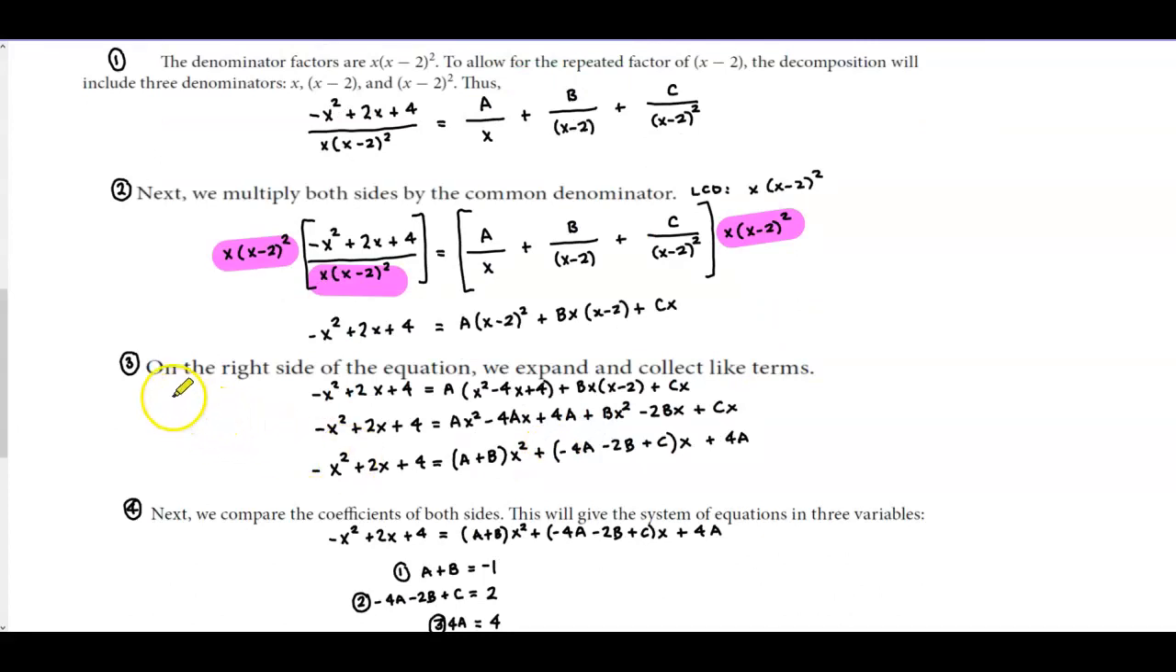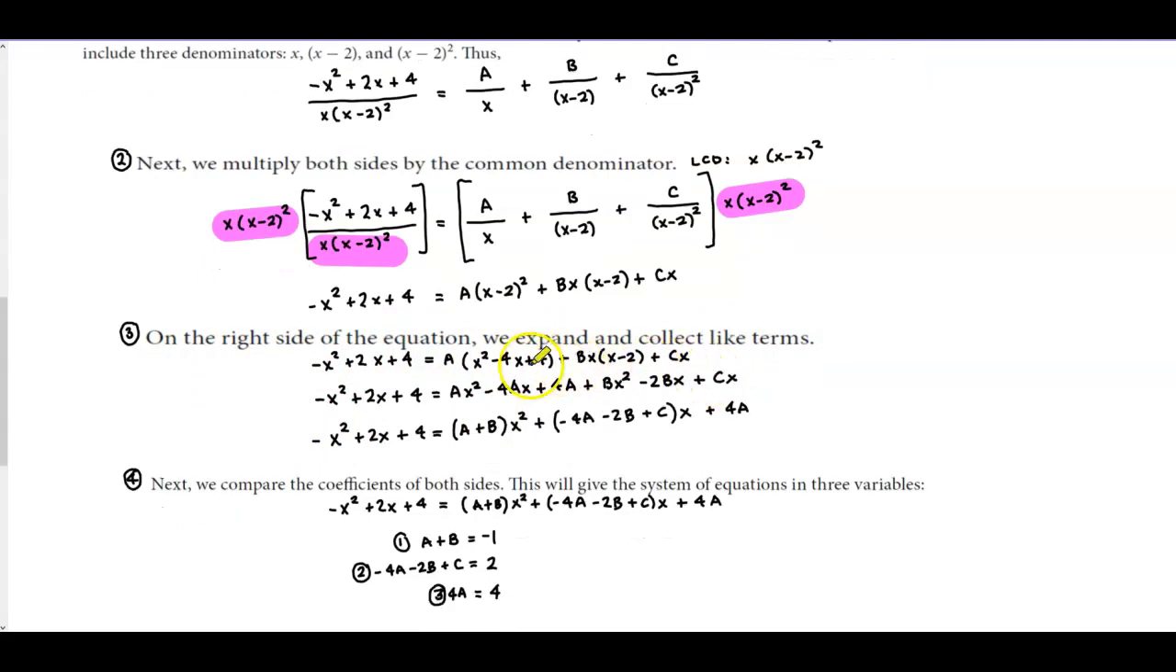And now step 3, on the right side of the equation, we're going to expand and then collect like terms. So by expanding, if we look at the previous step, we have x minus 2 squared. We're going to multiply that all out and get a times x squared minus 4x plus 4.